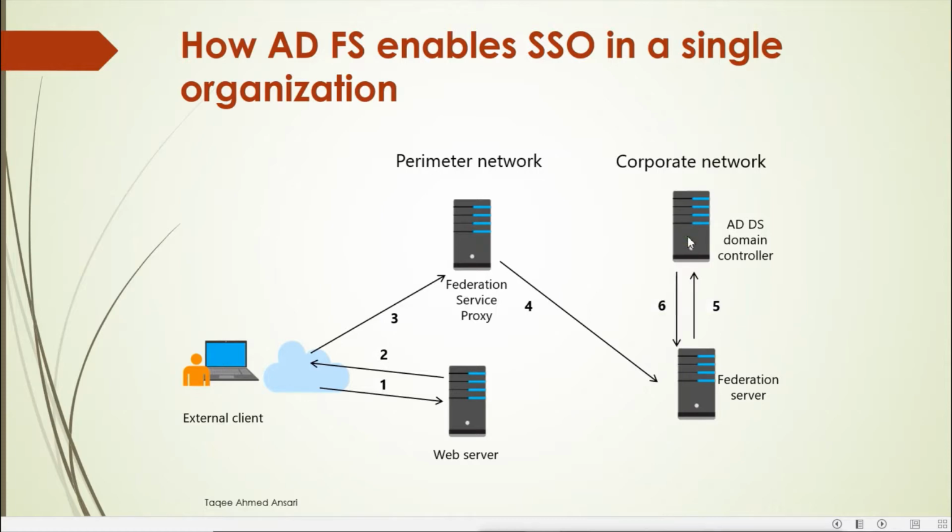When the domain controller authenticates the user, it will send the response to the federation proxy server, and the response goes to the client. And then the client will access through this web server. It can access all the resources that are available, or all the applications that are configured for that external client.